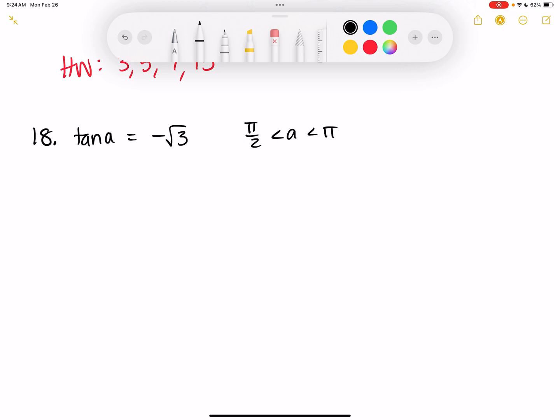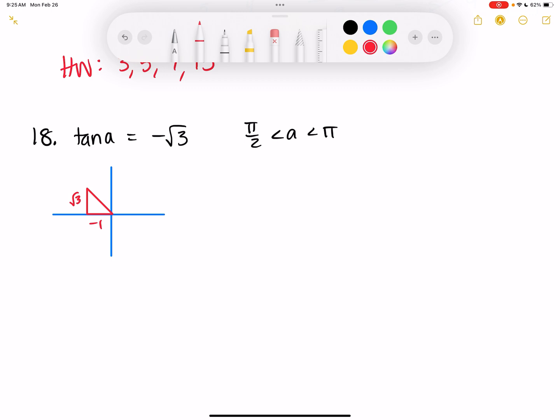So I need to set up a triangle. Where is this? What quadrant? Quadrant 2. Tangent is opposite over adjacent, so this is going to be root 3 and negative 1. Because root 3, since it's in the top, has to be positive, so the negative has to be on the 1.